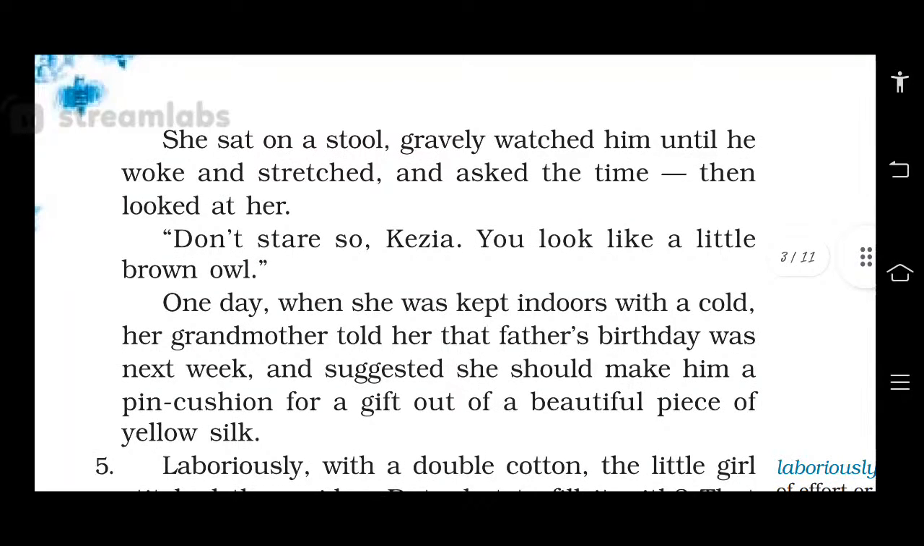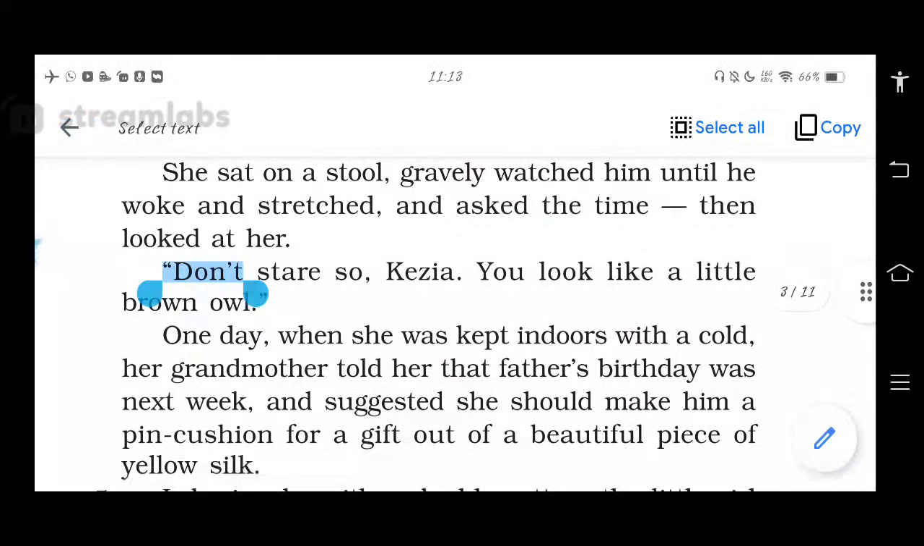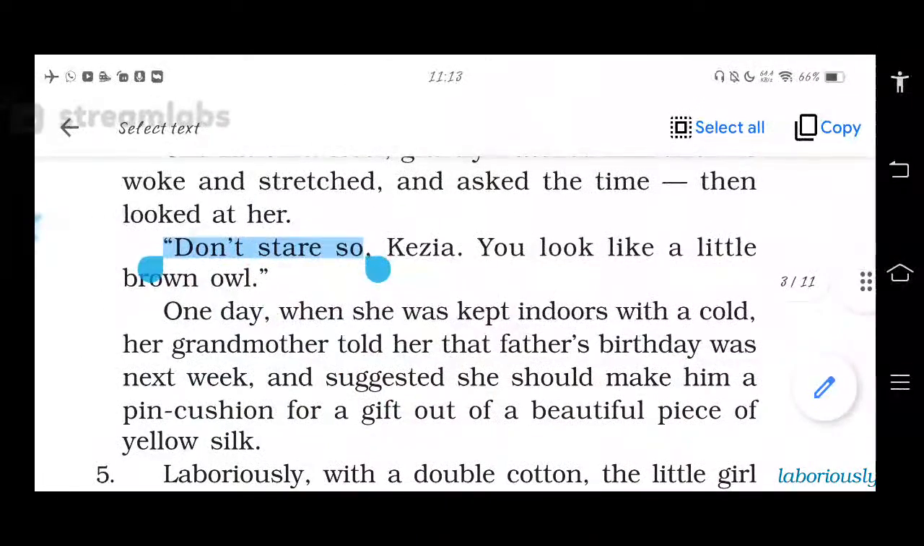So finally her father got up and asked her, don't stare so. Don't stare so. What is the meaning of so? Do you know? We generally use so in the English language to express something like, just do what I'm telling you to do, so.